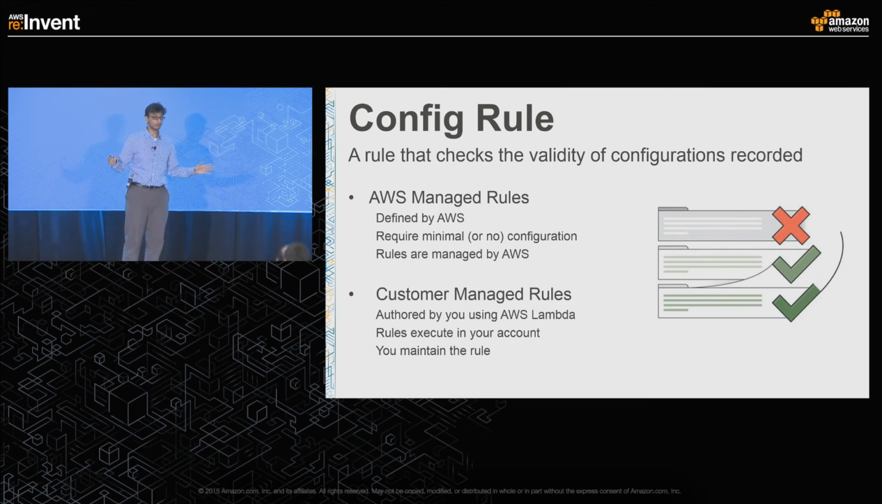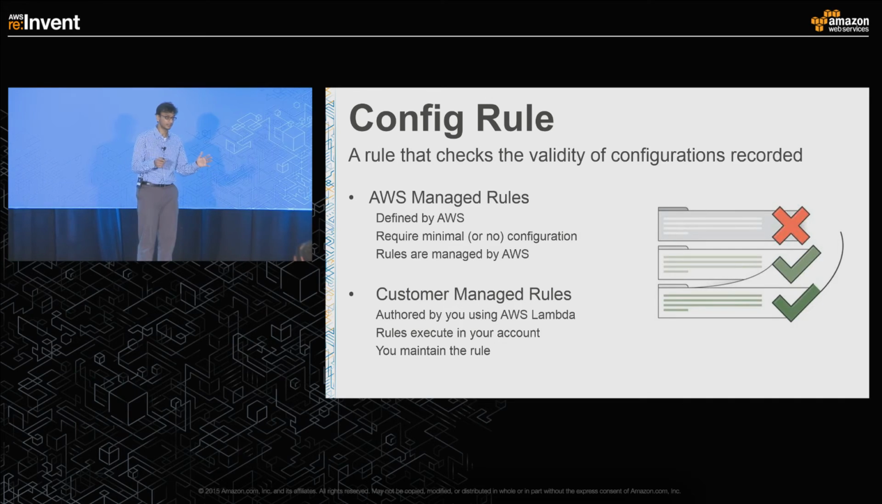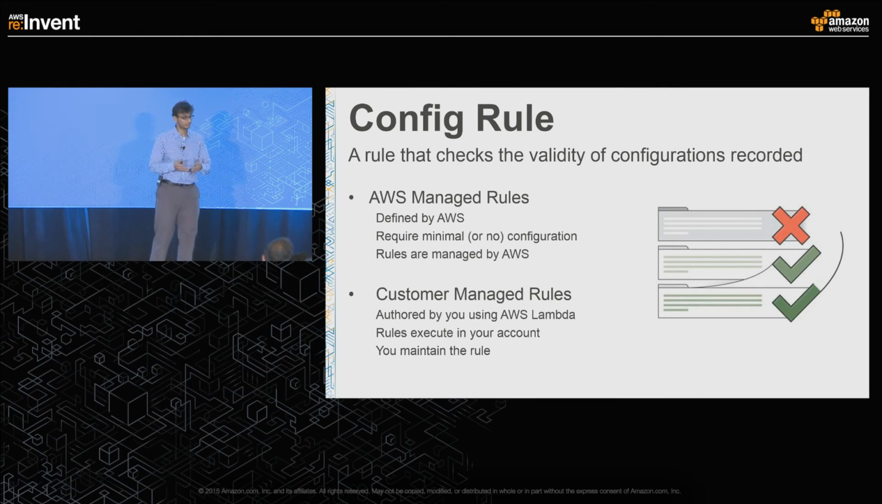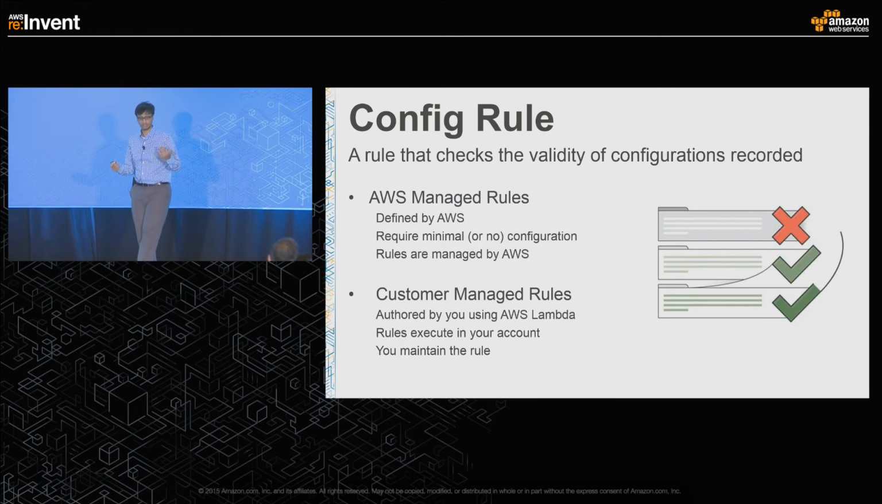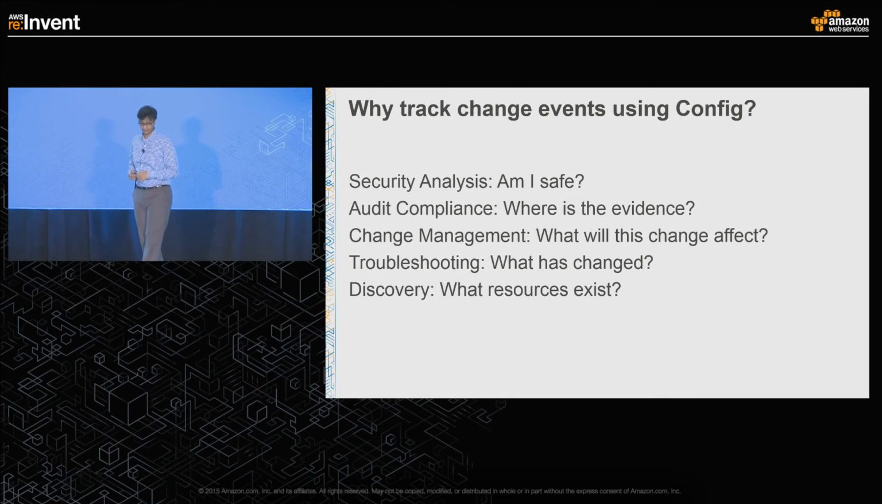Or you can write your own rule. So you could say, my organization has its own practices that I want to codify. Instead of having this compliance document or best practices document, I'm just going to write it in code. And you write it using AWS Lambda. So all the languages that Lambda supports, Python, Java, JavaScript, all of these are available. You can use any of them. You run these rules in your account, and you maintain them to make sure that they're working correctly.